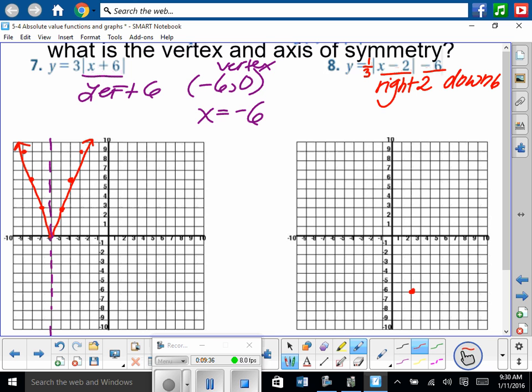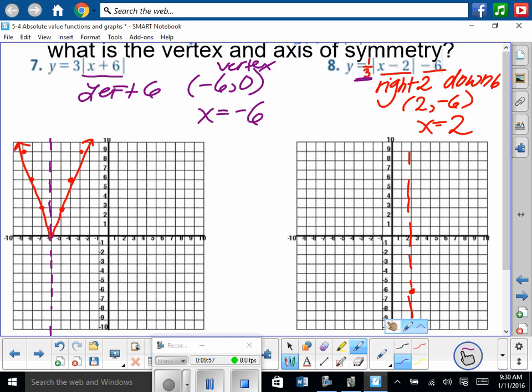So our vertex is at positive 2, comma, negative 6. And our axis of symmetry is the x value. So x is equal to 2. And then we would do our slope, which is 1/3.